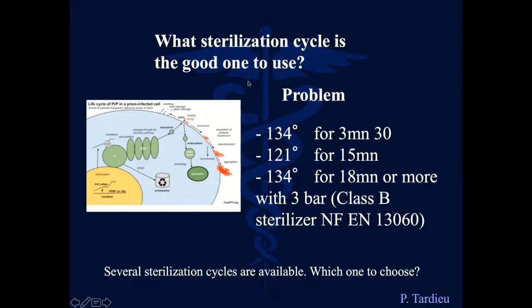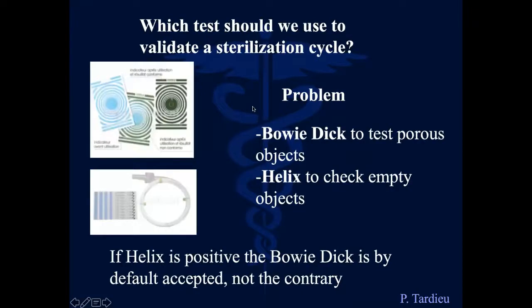Let's go to the next. The next is this. You need to prove that your sterilizer is working well. For that, we use tests. Basically, and to make it very simple for you, we have 2 tests. The Bowie-Dick test, which is good for porous objects.